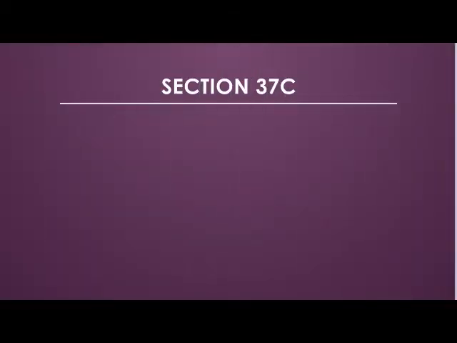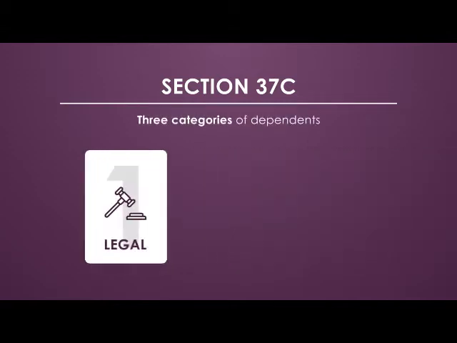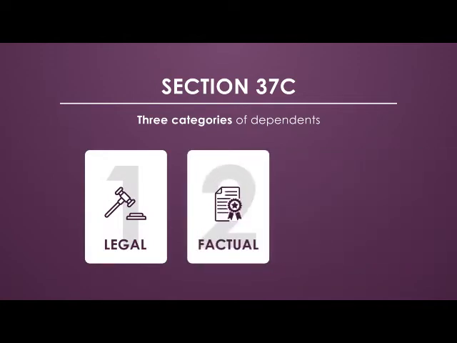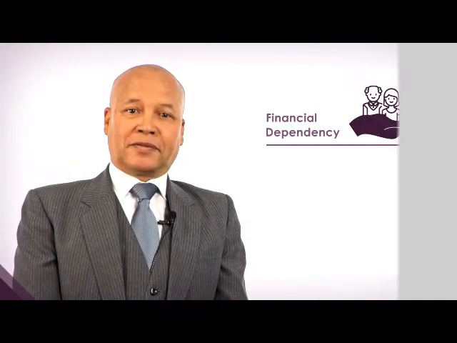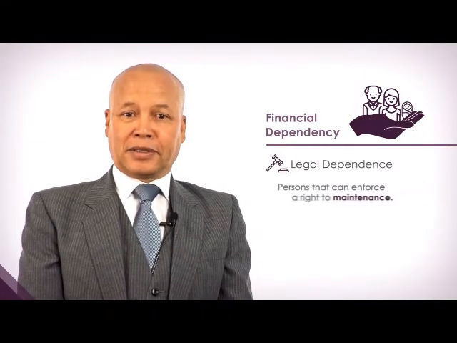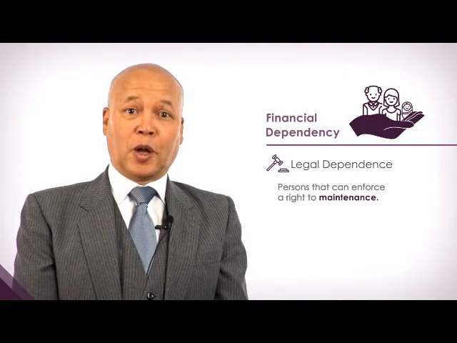Section 37C then contemplates three categories of dependents. Number one is legal dependents. Number two would be non-legal or factual dependents. And number three would be future dependents. In terms of the legal dependents, these are persons that can enforce a right to maintenance.